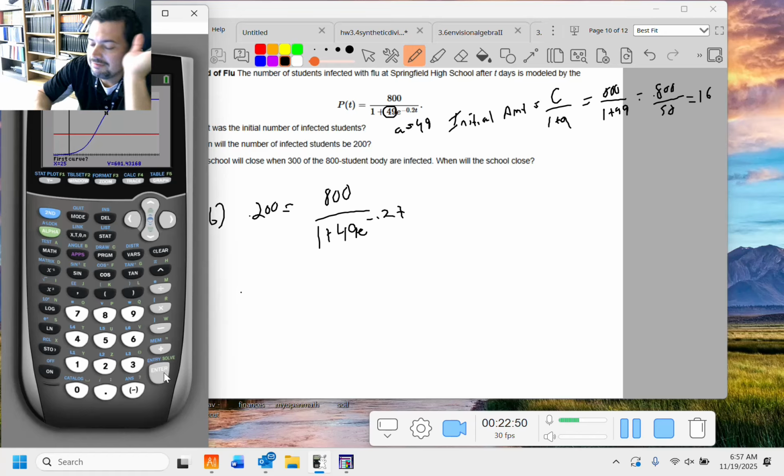All right, so I drafted, enter, enter, enter. And there you go. So around 17 days, 16.904. 17th day, there won't be school, because sometime during the 16th day, the 300th kid got sick.